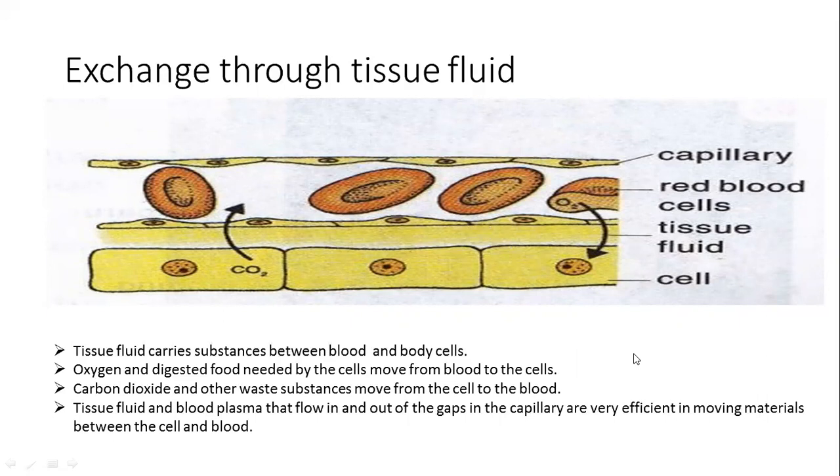Tissue fluid carries the substances between the blood and the body cells. For example, oxygen and digested food present in the blood move from the blood to the cell. And waste substances and carbon dioxide present in the cell move from the cell to the blood. Tissue fluid and blood plasma that flow in and out of the gaps in the capillary are very efficient in moving materials between the cell and the blood.